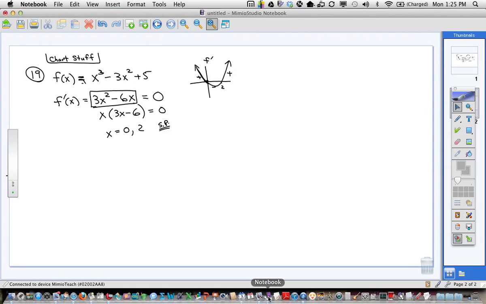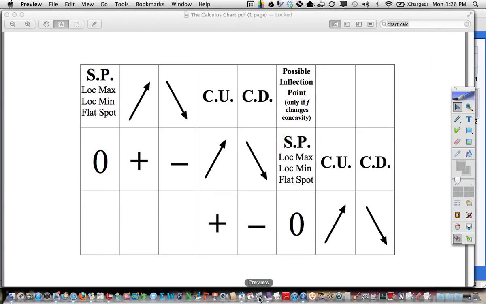When f prime changes from positive to negative, f goes from increasing to decreasing, right? And where does a local min occur? So if we have this information, now go back to the chart. If we know where f prime is 0, positive, and negative, we know all of this about f, right?